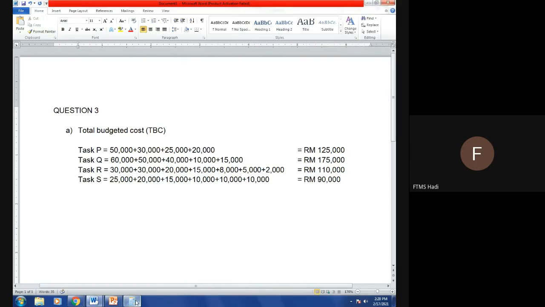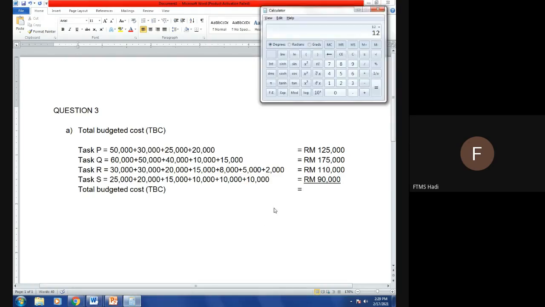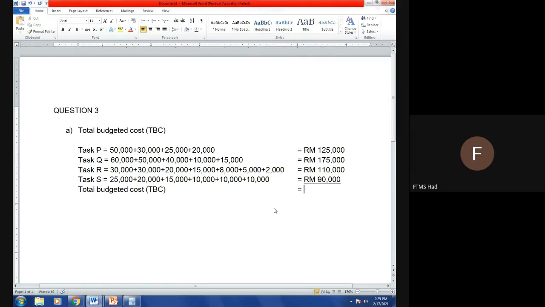Once you've done everything, don't forget to total up everything here, which is the total budgeted cost, TBC. Calculate everything: 125 plus 175 plus 110 plus 90, which is 500. So this is the final answer for this question.